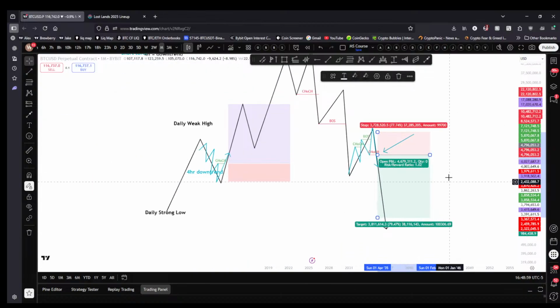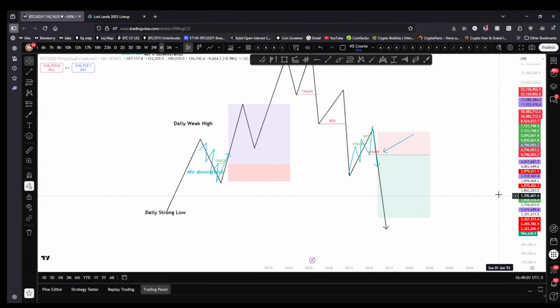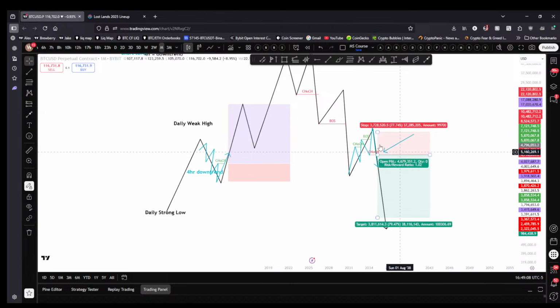Into a short. It's not showing the right risk to reward here because we're in the millions, right? But this would be your best risk to reward into the next leg of the downtrend, right? Same thing as here, but upside down.